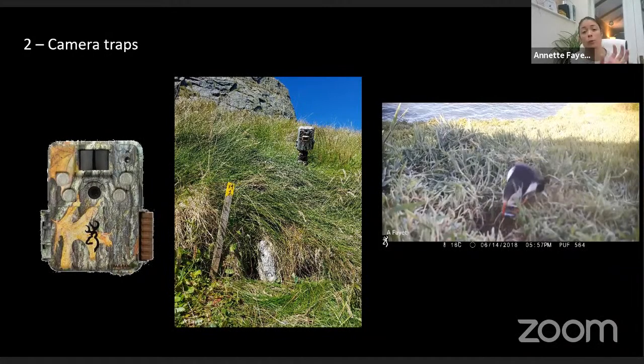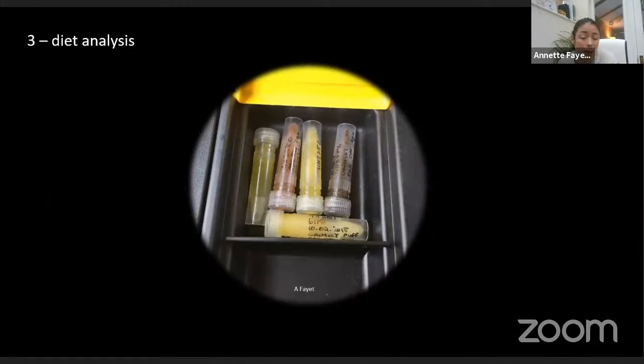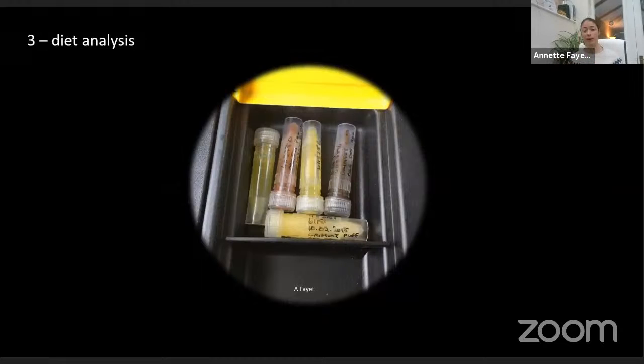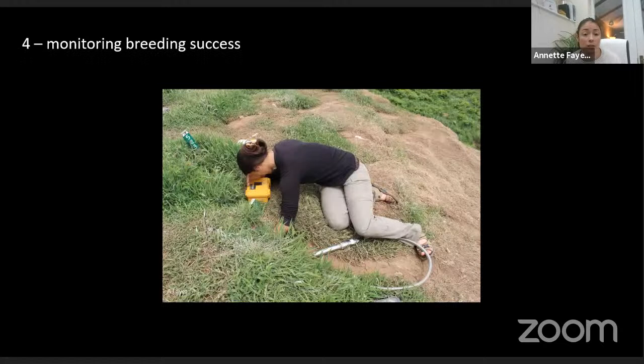But that doesn't tell you what the adults are eating, only the chicks. So we also collected lots of poop samples from the adults to do a DNA analysis to identify the prey they had eaten in these samples. And as you can see from this difference in colors from these few samples, there's quite a lot of variation even within a colony. And finally, using usually a borescope, an infrared camera, we monitored loads of burrows to work out breeding success on the colony.